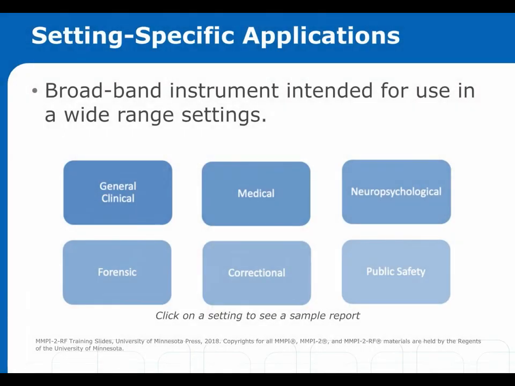As Dr. Ben Perath just mentioned, the MMPI-2RF is a broadband instrument that can be used in a wide range of settings where a comprehensive picture of the test taker's functioning is needed. This includes clinical settings where the MMPI family of instruments have been used since the original MMPI was developed, but also medical, neuropsychological, forensic, correctional, and public safety settings. By clicking on one of the setting boxes on this screen, you can see a sample report from that setting. Each sample will provide a brief overview of the individual being evaluated and the reason for evaluation, as well as the interpretive report based on that person's restructured form responses.